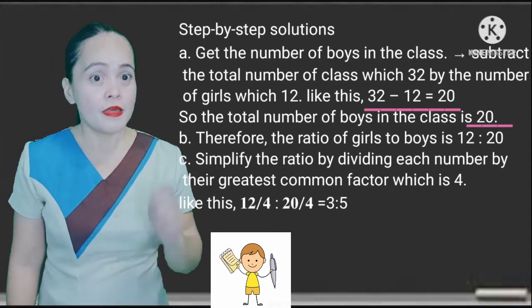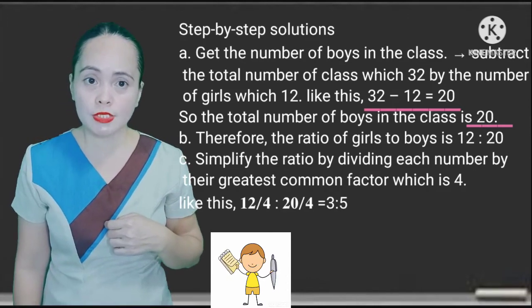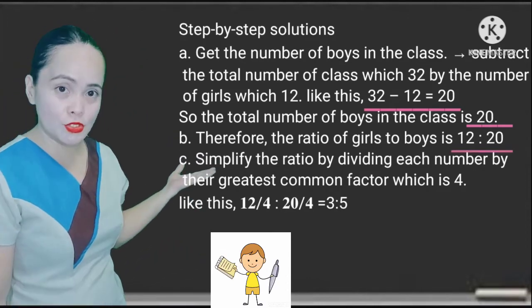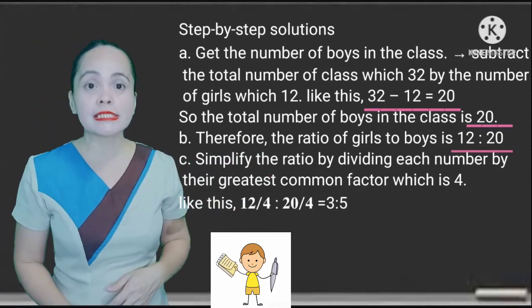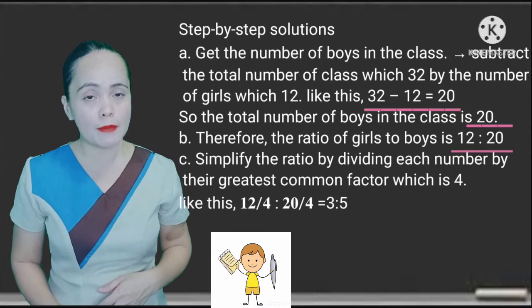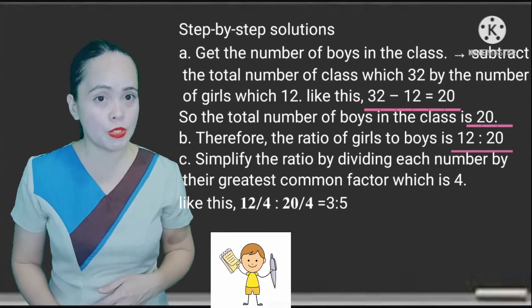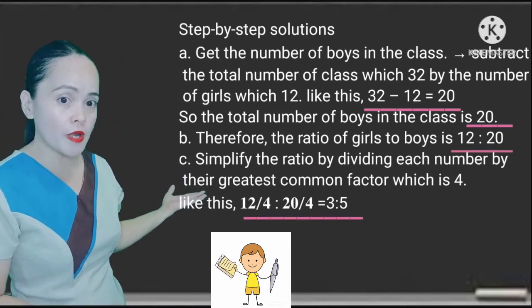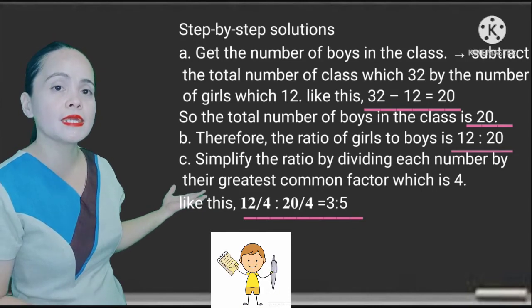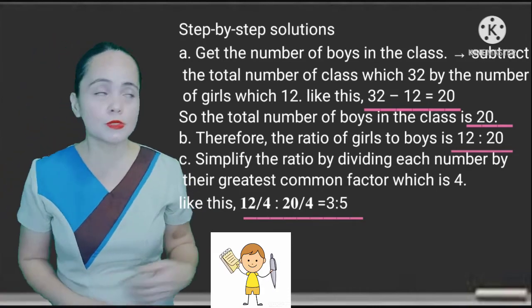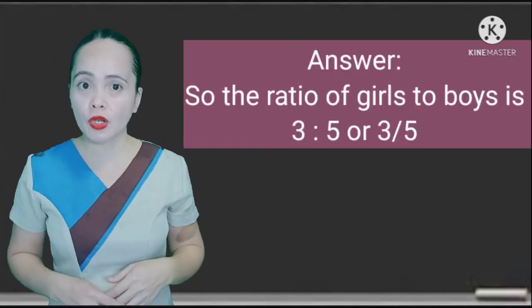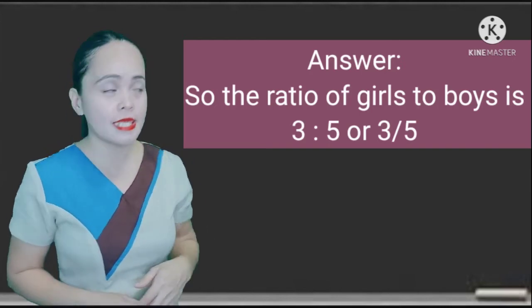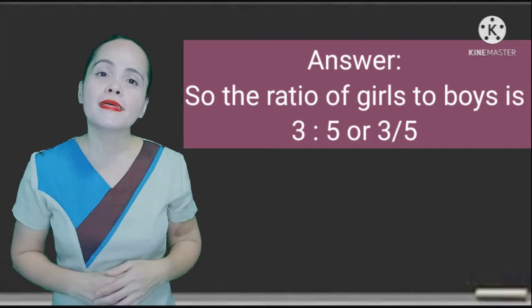Letter B. Therefore, the ratio of the girls to boys is 12:20. And for letter C, simplify the ratio by dividing each number by their greatest common factor, which is 4. Like this. Which is 12/4 is to 20/4, which is equal to 3:5. So, the ratio of girls to boys is 3:5 or 3/5.